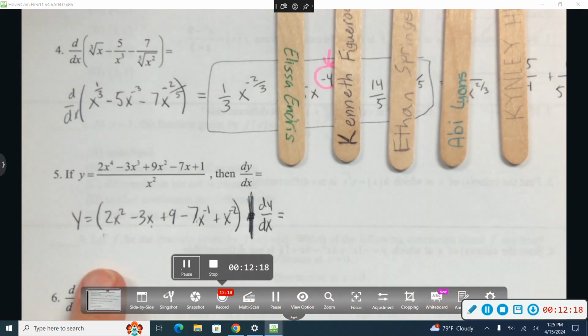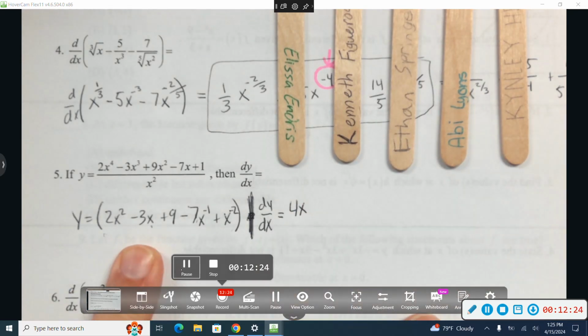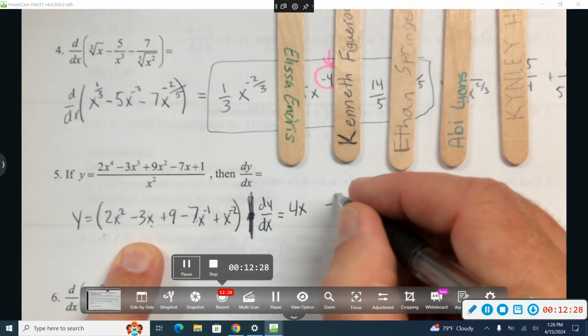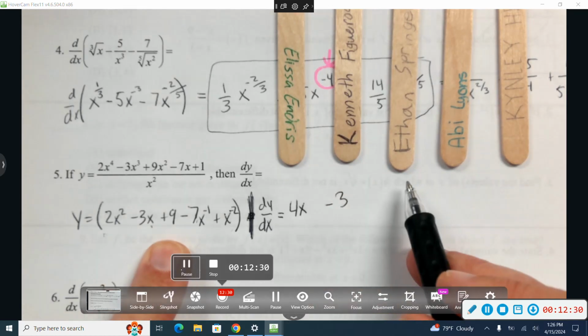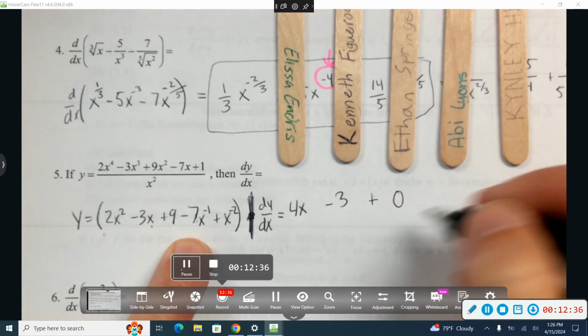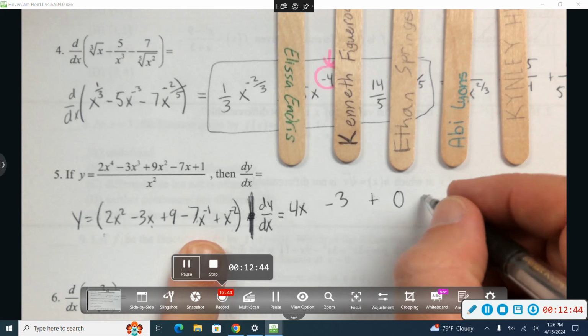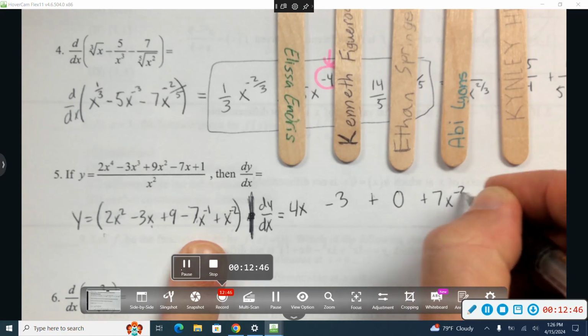Okay, Alyssa, what's the derivative of 2x squared? 4x. Kenneth, how about the derivative of -3x? Minus 3. Ethan, the derivative of 9? Nothing, 0. Just to kind of hold the spot, I'm going to put plus 0. Obviously, you don't even need to include that. Abby, how about the derivative of -7x to the -1? Good. 7x to the -2.